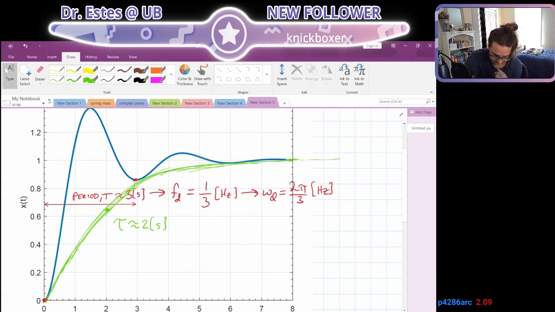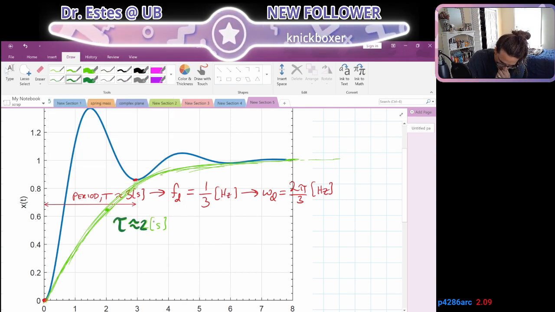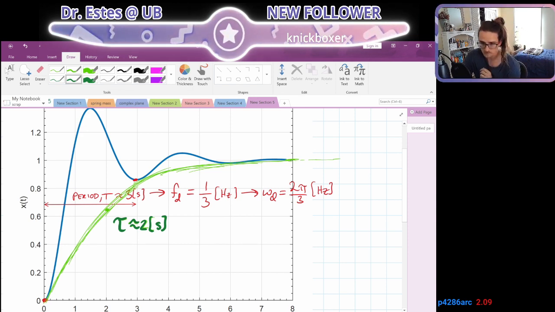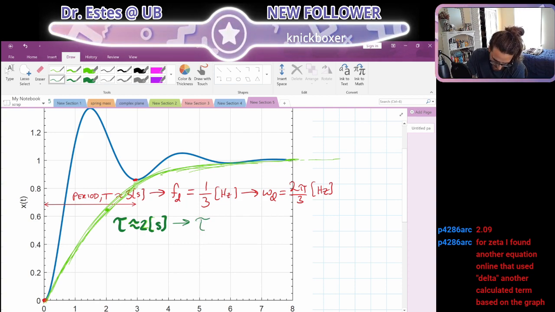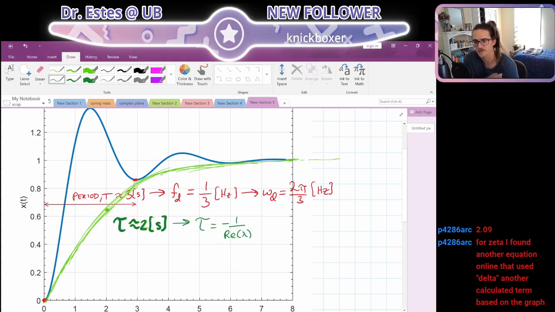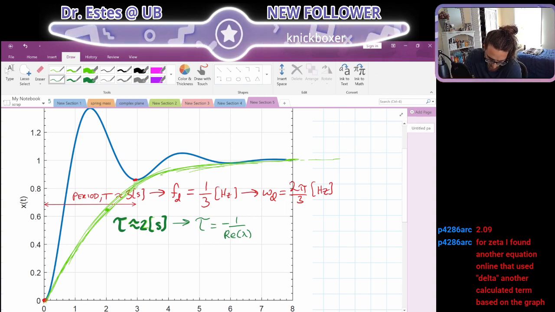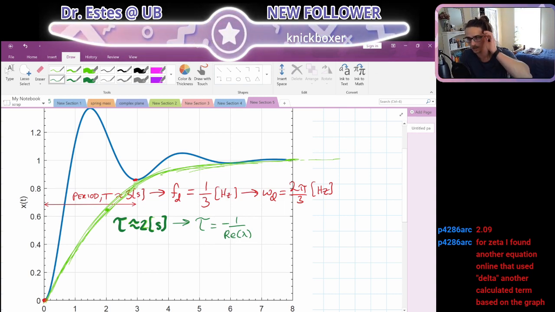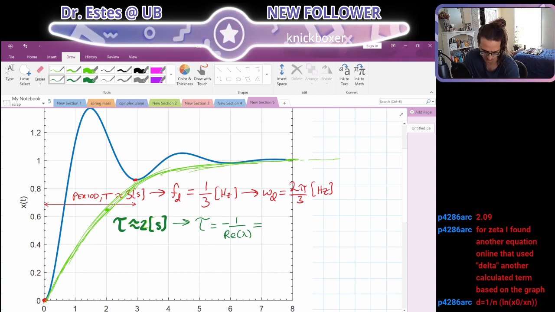Ooh, this color's not showing up very well. All right. Now, we know that tau is -1 over the real part of the root. For zeta, I found another equation online that used delta, another calculated term based on the graph. Yeah, you can do that. One technique's called the logarithmic decrement. But I think even this is enough right here.